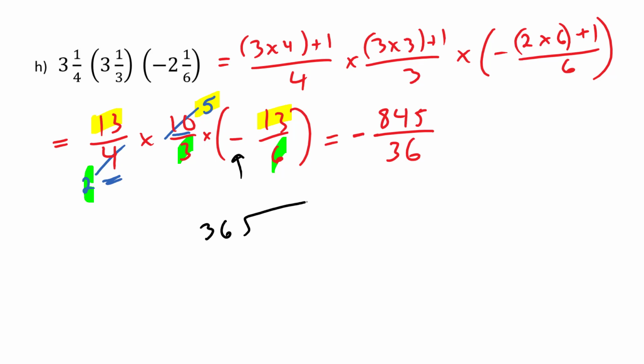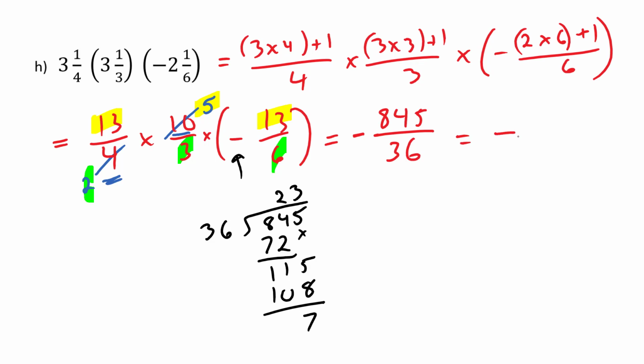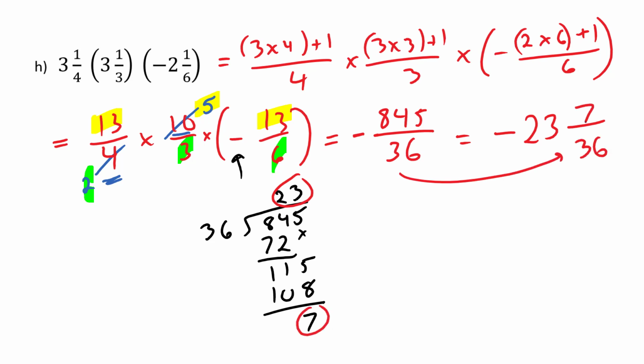How many times does 36 go into 845? I'm going to say twice there. 72. Bring down the 5. How many times does 36 go into 115? 3 times. 3 times 6 is 18. Carry the 1 and 10. There we go. That's 7. So here we have minus 23 and 36 over 7. Challenging one. I like the challenging ones.